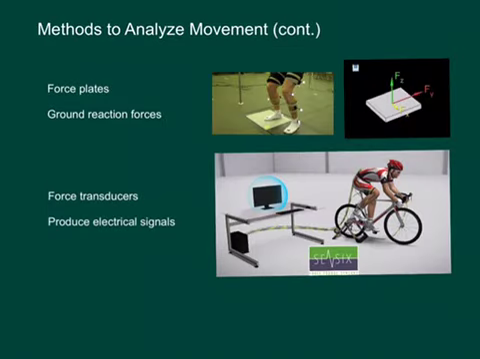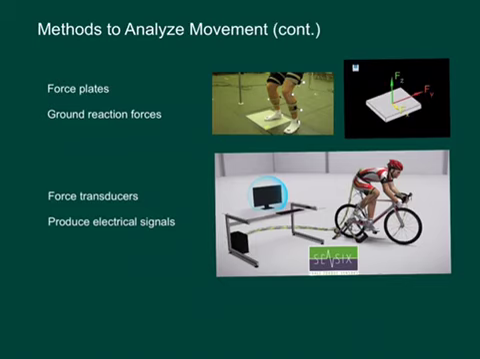A couple other ways to analyze movement. One is force plates. Again, force plates are going to look at the reaction of the body with the ground, or the ground reaction forces. So when you're moving across the ground, you're pushing off in a space, it's going to produce force. And it can produce force in different magnitudes or different directions. So the plate on the floor is going to measure that.